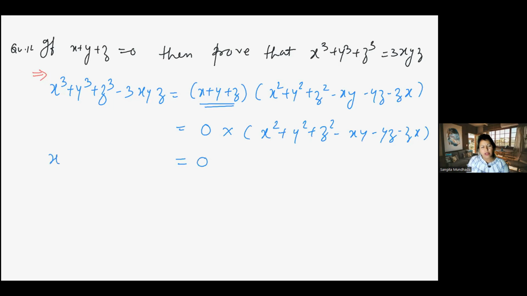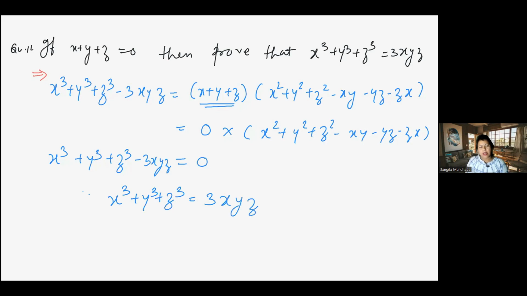So, I got x cube plus y cube plus z cube minus 3xyz is equal to 0, that is x cube plus y cube plus z cube is equal to 3xyz, and this only we have to prove. So this is proved. So this is the way you have to prove.